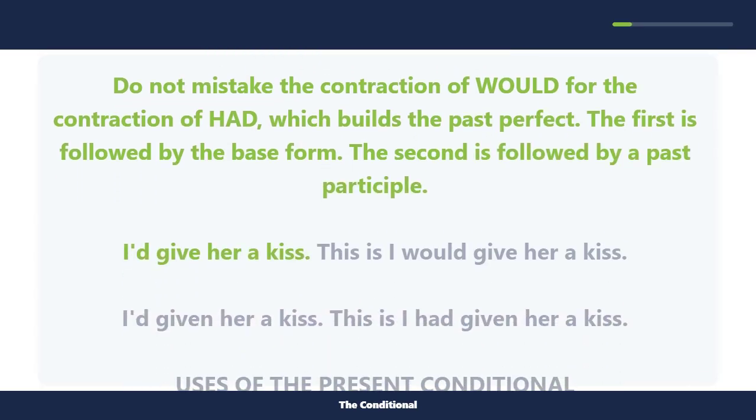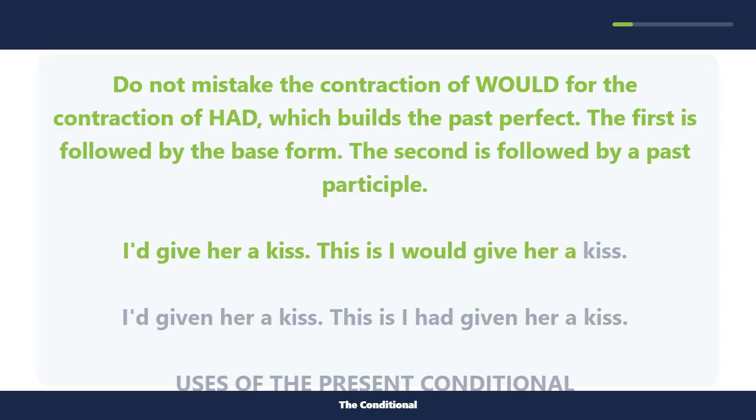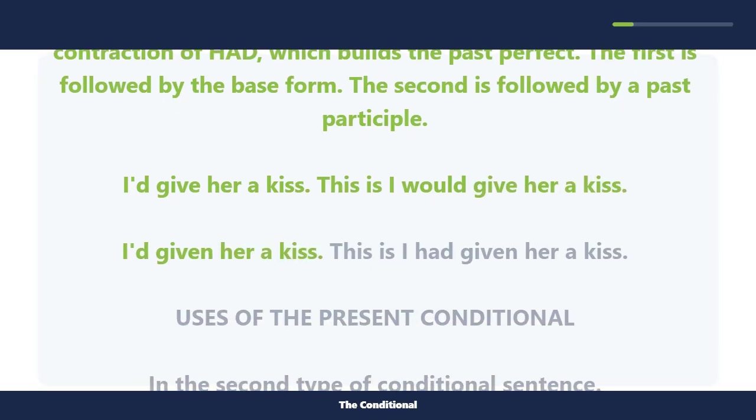I'd give her a kiss. This is: I would give her a kiss. I'd given her a kiss. This is: I had given her a kiss.